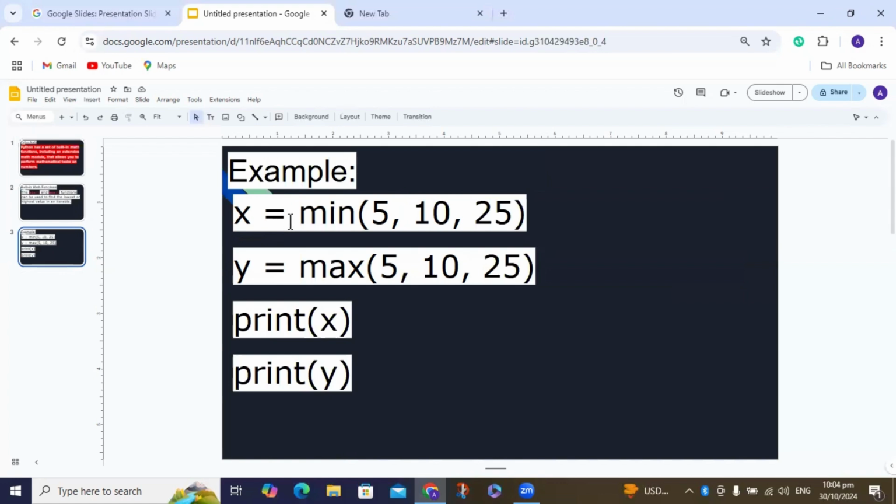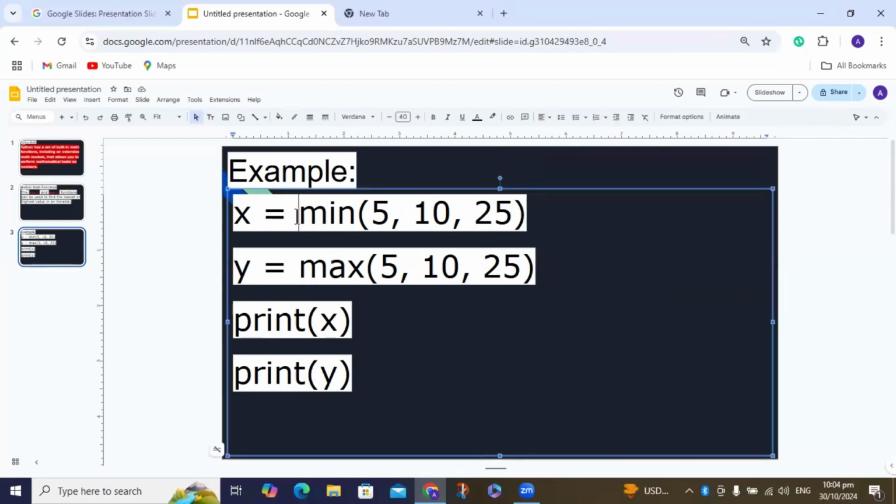x = min(5, 10, 25) means that when we get the output, we will get the minimum value from these three values, which is 5. And y = max(5, 10, 25) means that in the output we will get the maximum value from these three values, which is 25.